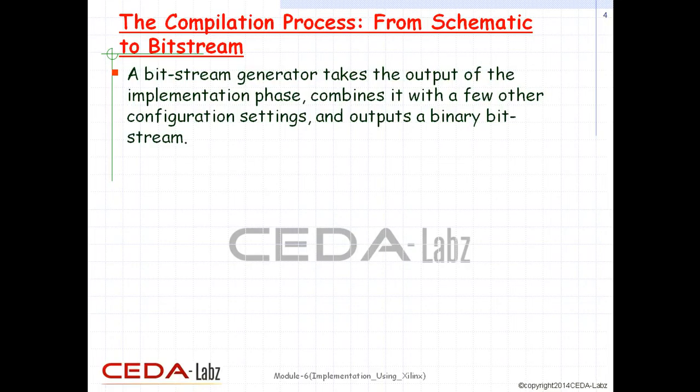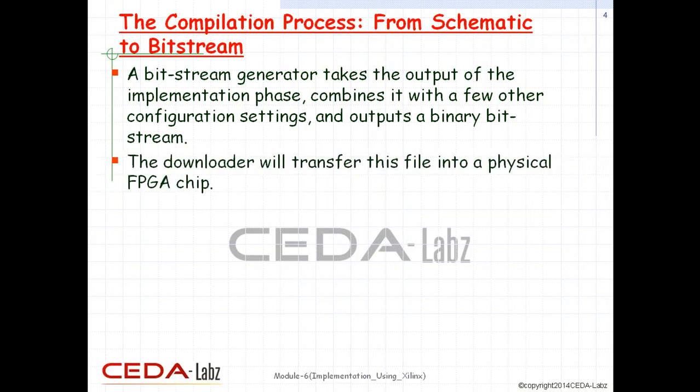This bitstream, which, depending upon the size of the FPGA, can be many megabits in length, contains the truth tables that will be loaded into the RAM of every LUT and the connection settings for the wiring matrix that will connect them. At this point, a bitstream is just a bunch of ones and zeros in a file on the computer. The downloader will transfer this file into a physical FPGA chip. In most cases, this chip is already mounted on a circuit board, where it waits for the bitstream that will make it perform its intended function.